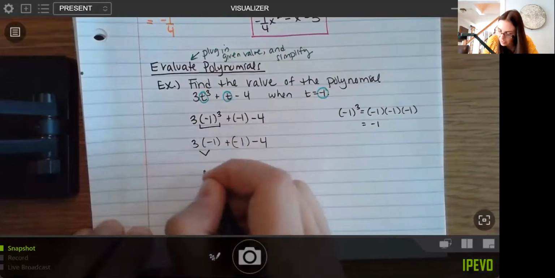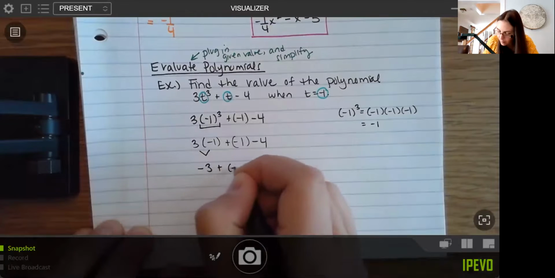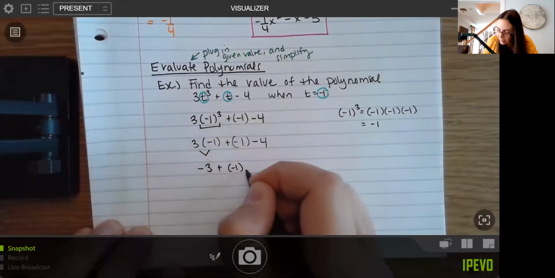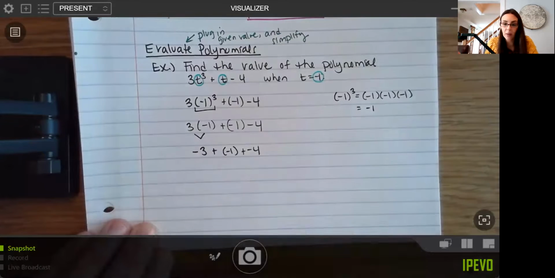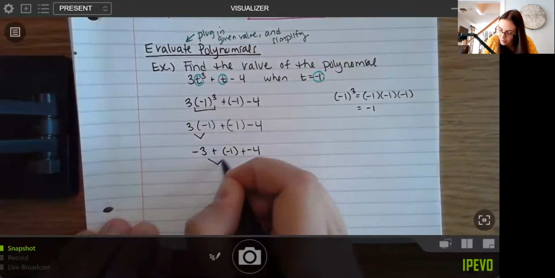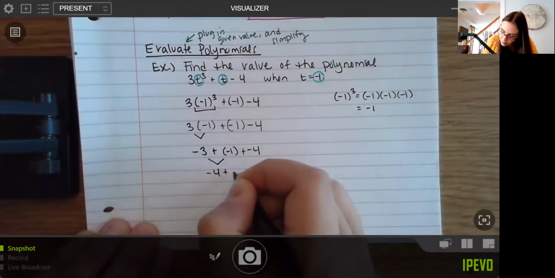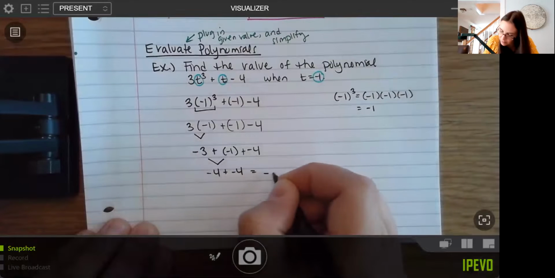3 times -1 is -3. Okay. I'm going to switch the subtraction into adding a negative as well. And then now I can just go ahead and finish my problem by adding all my values. So -3 plus -1 is -4, and -4 plus -4 is -8.